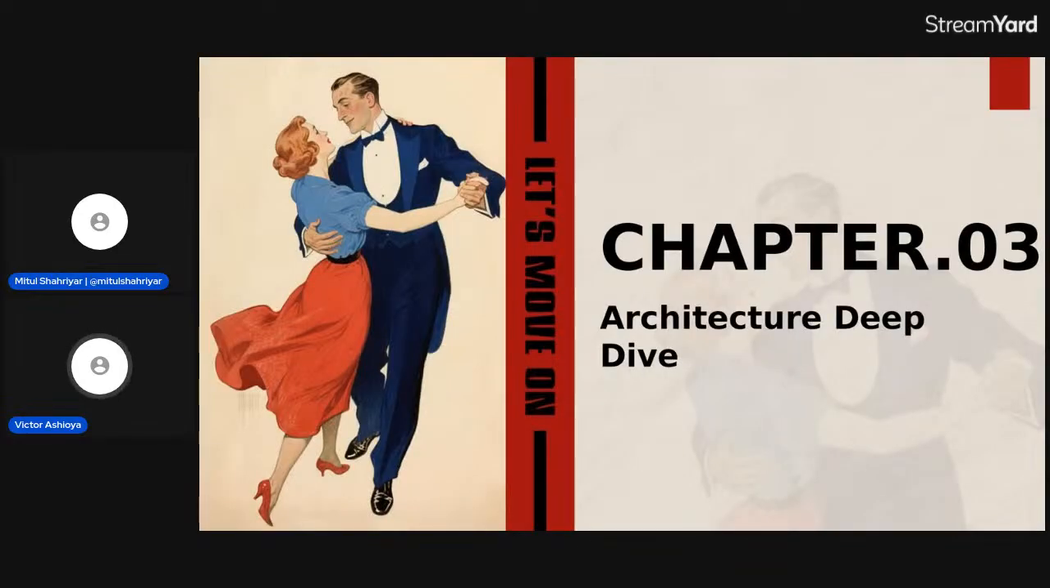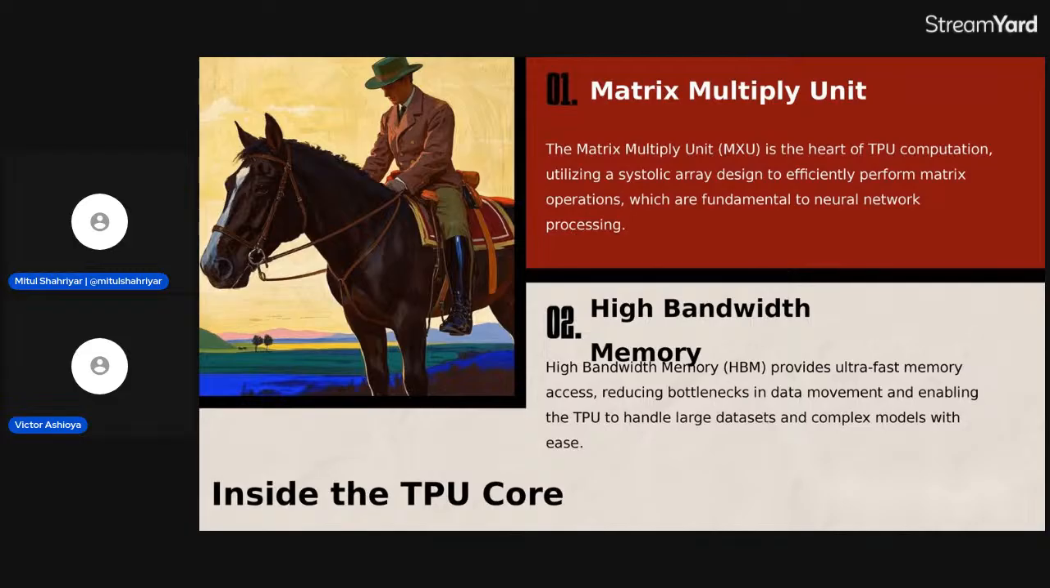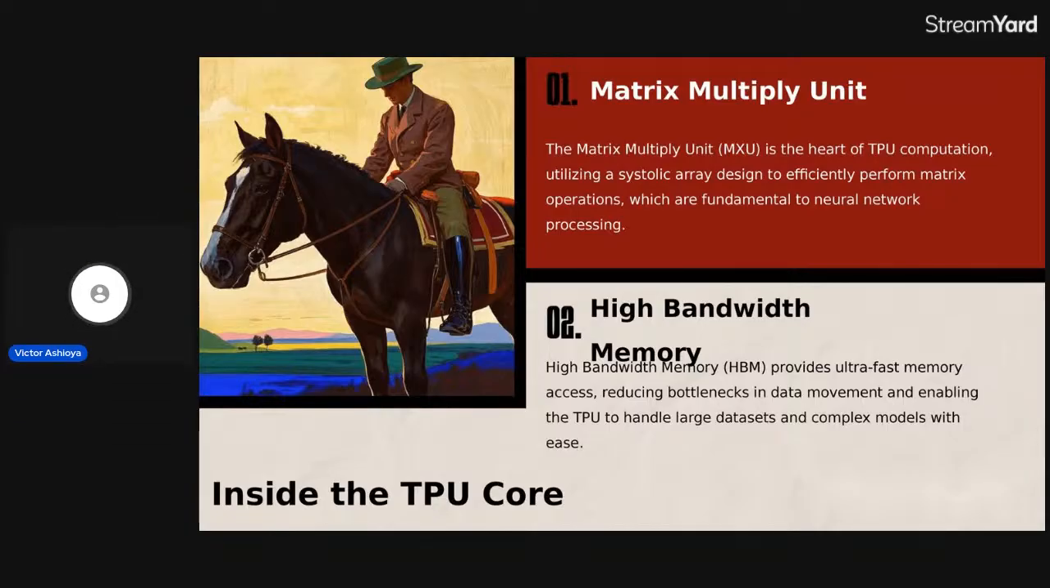Chapter 3. Now we're going to look at the architecture deep dive. So now, the TPU at the core: when we mentioned there's matrix multiplication that goes on, right? That's at the core of it. Actually, that's the core of parallel compute processing. There's a whole matrix multiplication. So it utilizes a systolic array design to efficiently perform matrix operations.